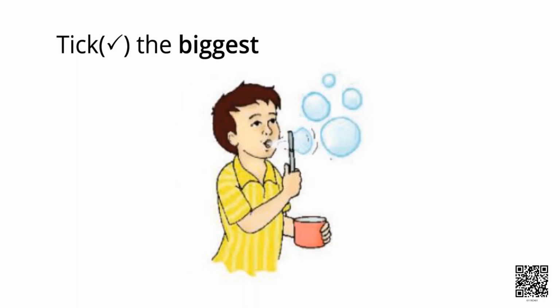Okay, now look here. What is this little boy doing? He's making bubbles, ma'am. Yes, very right, my dear child. This boy is making bubbles. Can you see the bubbles? Yes, ma'am. Good. So, can you tell me which is the biggest bubble? This one. Yes, very good. Excellent job. This is the biggest bubble of all the bubbles here in the picture.